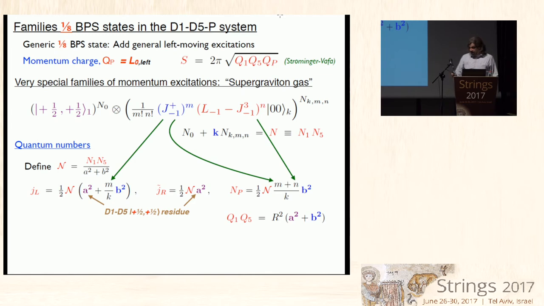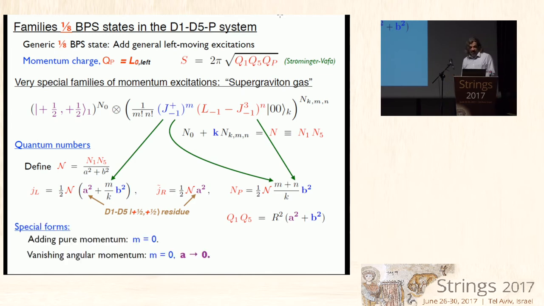Okay. And I even said this, that this is the residue of the underlying D1, D5 state. And the really interesting case I want to focus on is when you add pure momentum, no extra angular momentum, and you can take this system and these states and you can make the angular momentum as small as you please by killing these guys off and not turning on any of these. And these are the interesting geometries.